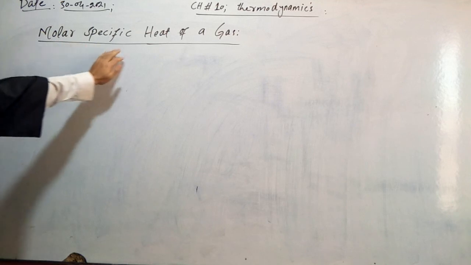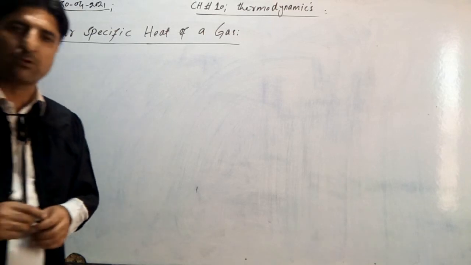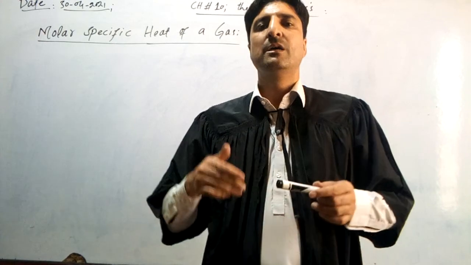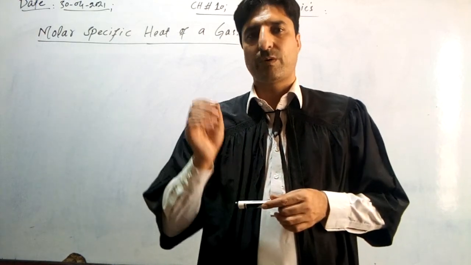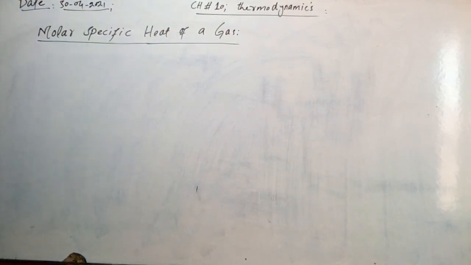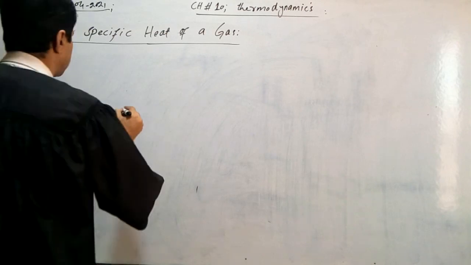Now, molar specific heat capacity of a gas is the quantity of heat required to raise the temperature of 1 mole of a gas by 1 Kelvin. Molar specific heat capacity means if we increase the temperature of 1 mole of a substance by 1 Kelvin. Let me write the definition.